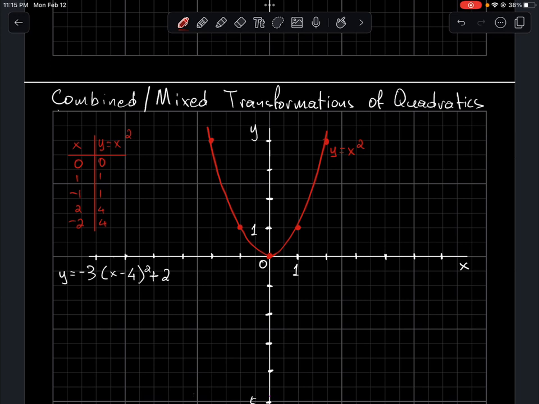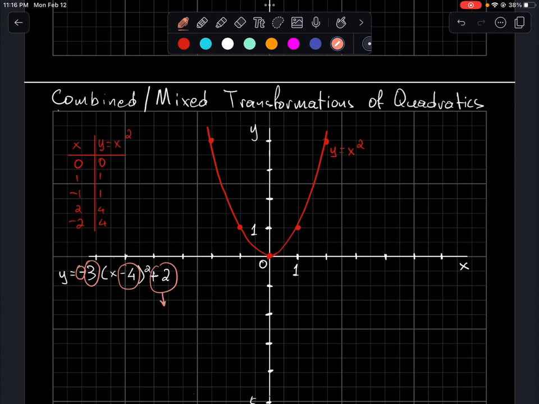Now why do I need this? Because I need to compare the parent function with what's given. Let's do that, and I want to find the differences. If you compare y equals x squared and y equals -3 times (x minus 4) squared plus 2, this one has an extra negative, an extra 3, an extra plus 2, and an extra -4. Well, let's see what each one of those does.